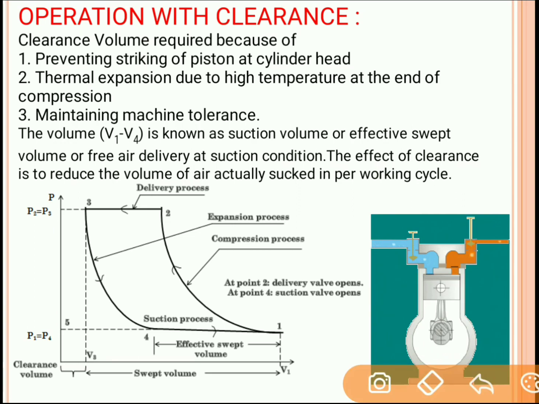As you see in this animation, when the piston moves in the downward direction, the air present in the clearance volume will expand from volume 3 to volume 4. Also at point 4, fresh air will enter inside this cylinder through the suction valve. Now the amount of fresh air which enters inside this cylinder is between V4 and V1. So this volume is nothing but effective swept volume. And if you consider the volume from V1 to V3, then this volume is considered as swept volume.